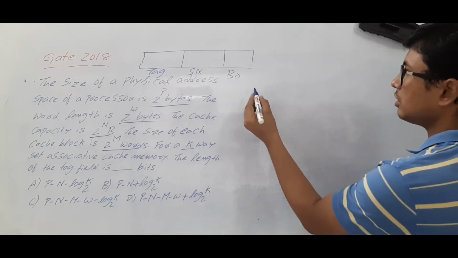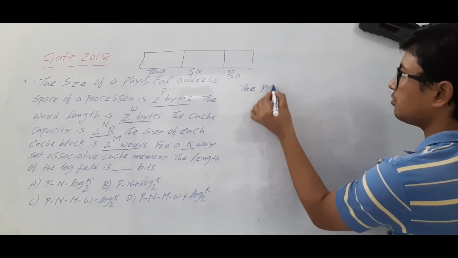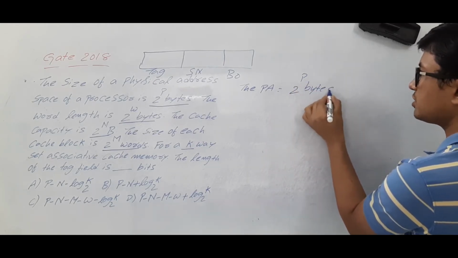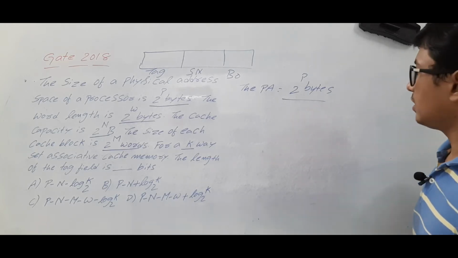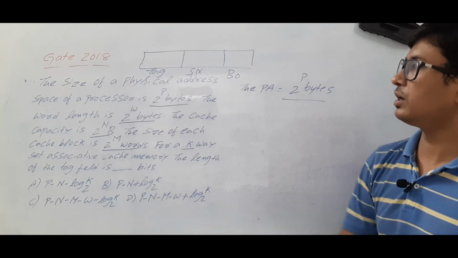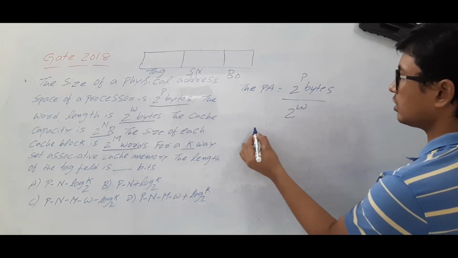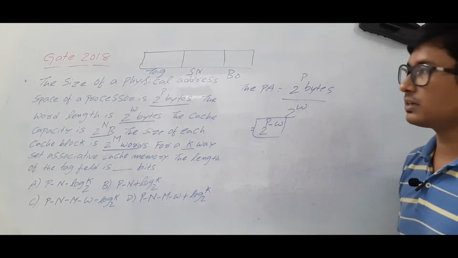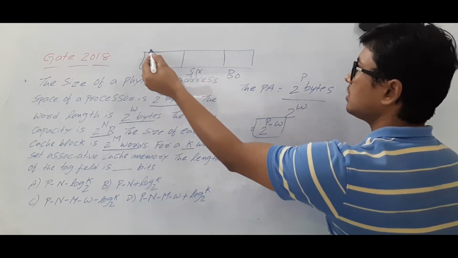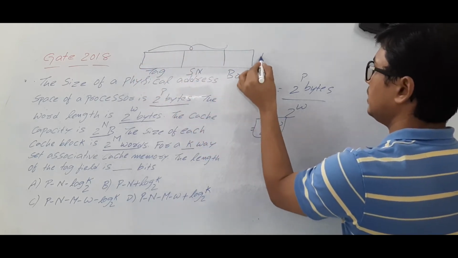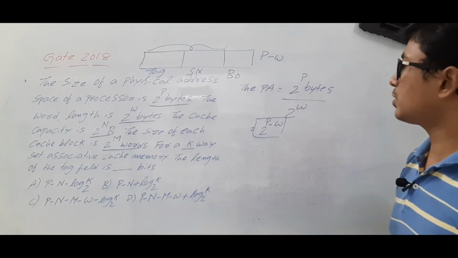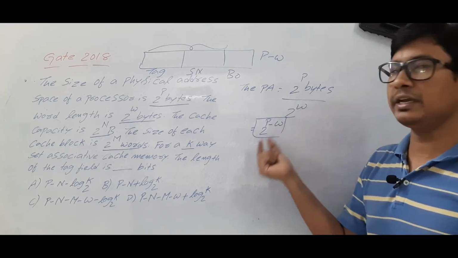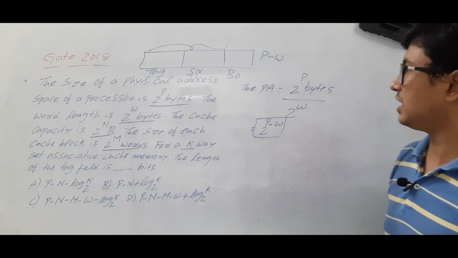So the physical address space in terms of words is equal to 2 power p bytes divided by the word length, 2 power w bytes. If I convert, I will get 2 power p minus w words. Are you able to understand? If the physical address space is 2 power p minus w words, then you need a minimum of p minus w bits to represent the physical address.